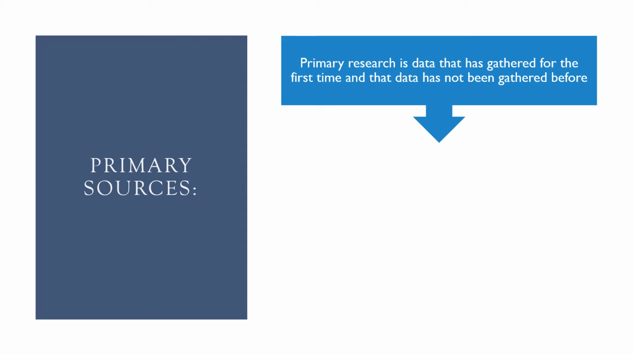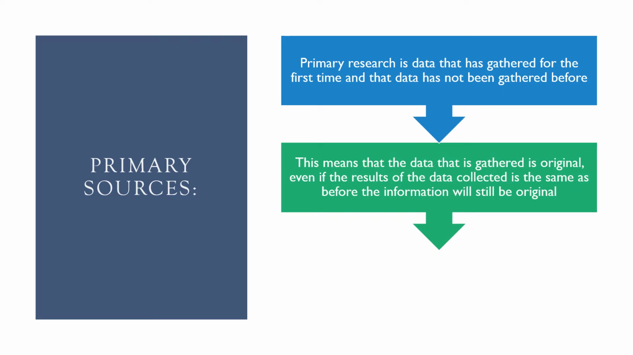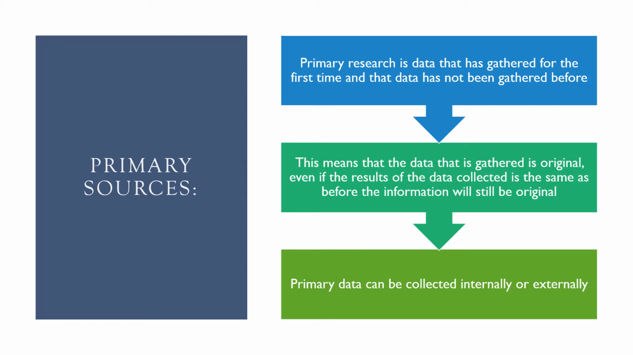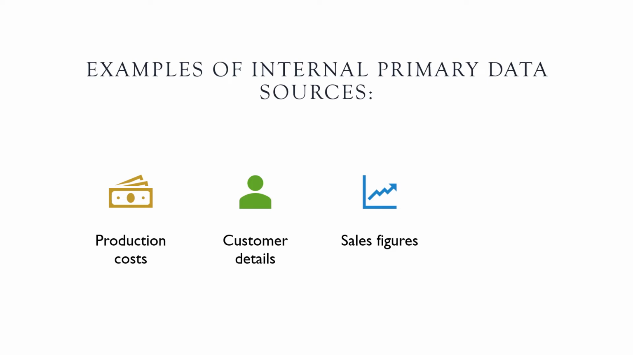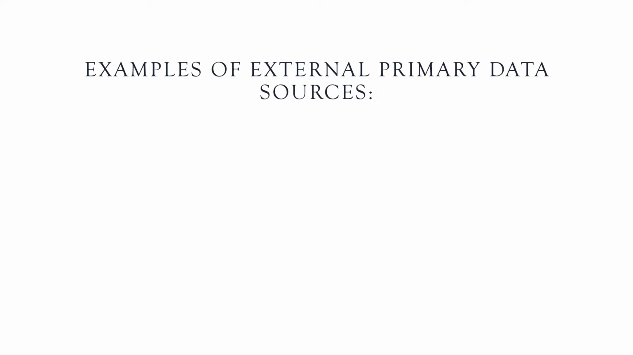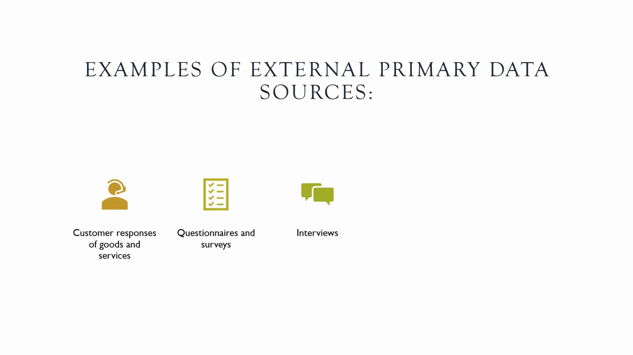Primary research is data that has been gathered, or that is being gathered, for the first time, and data that has not been gathered before. This means that the data that is gathered is original, even if the results of the data collected are the same as before, the information will still be original. Primary data can be collected internally or externally. So examples of internal primary data sources: production costs, customer details, sales figures, and employee CVs or appraisals. Examples of external primary data sources: customer responses of goods and services, questionnaires and surveys, interviews, focus groups, or mystery shoppers.